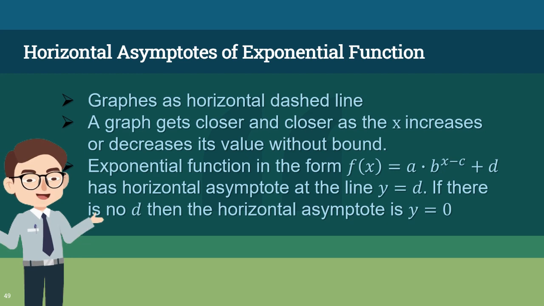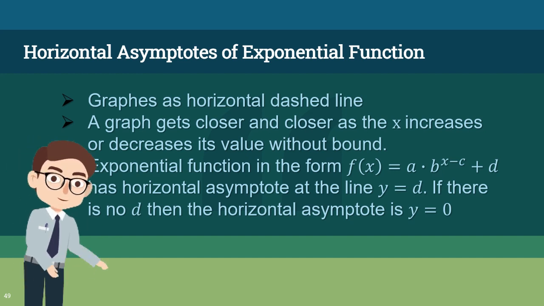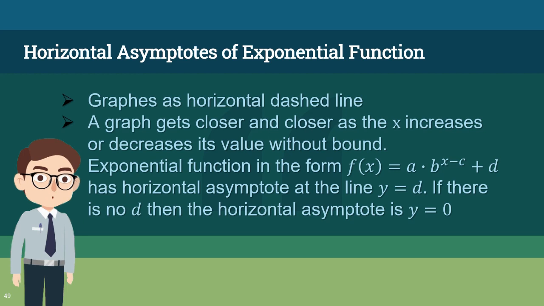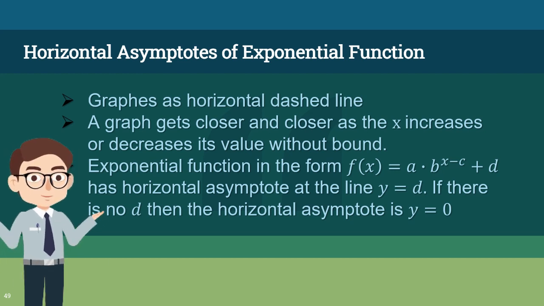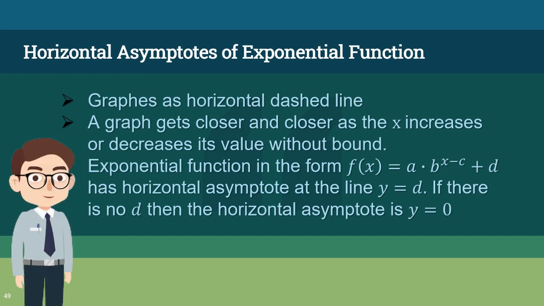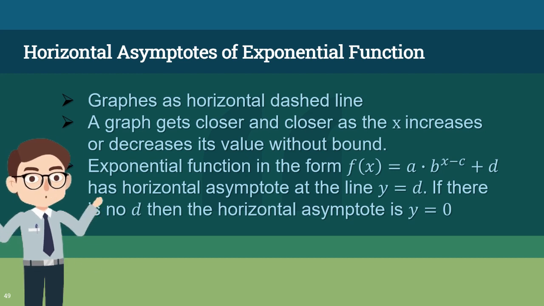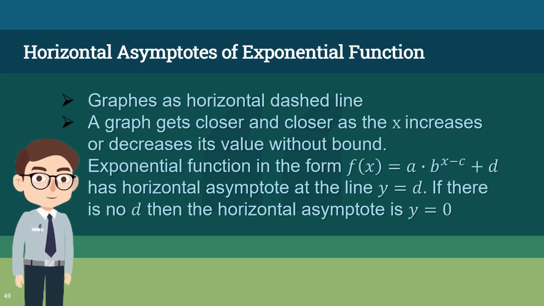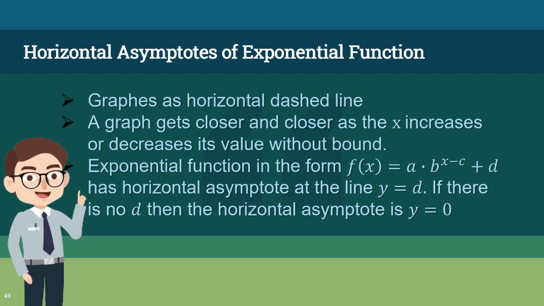Horizontal asymptote of an exponential function. It is graphed as a horizontal dashed line which a graph gets closer and closer to as x increases or decreases in value without bound. An exponential function in the form of f of x is equal to a multiplied to b raised to x minus c, plus d, has horizontal asymptote as the line y is equal to d. If there is no d, then the horizontal asymptote is y is equal to 0.